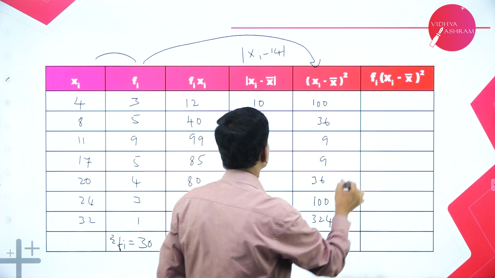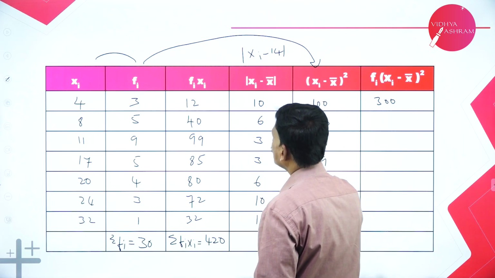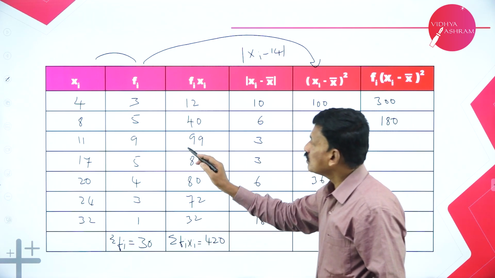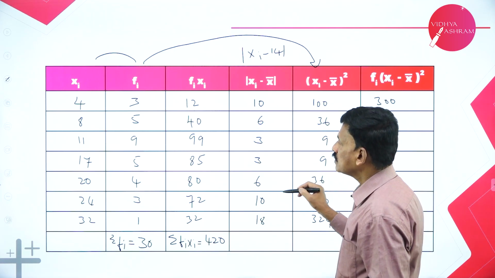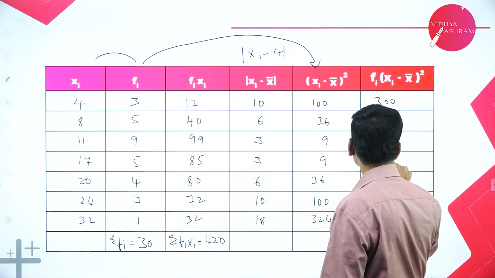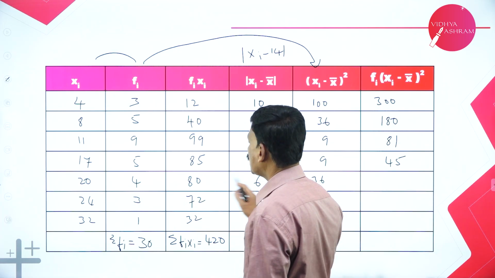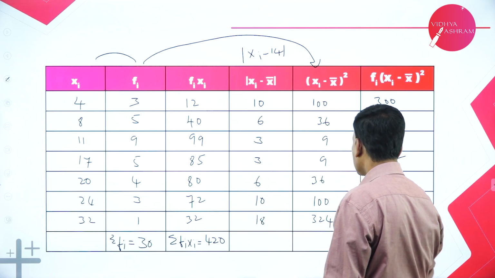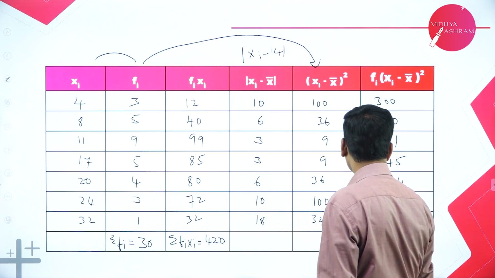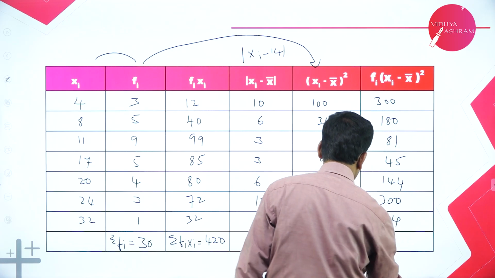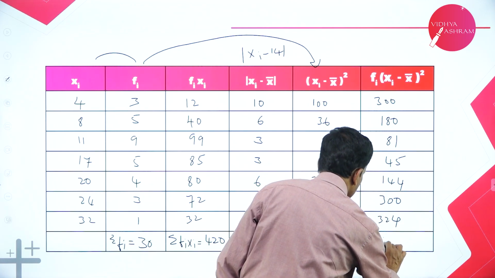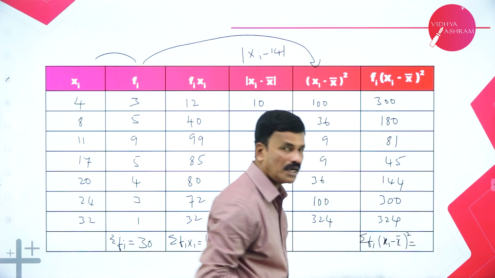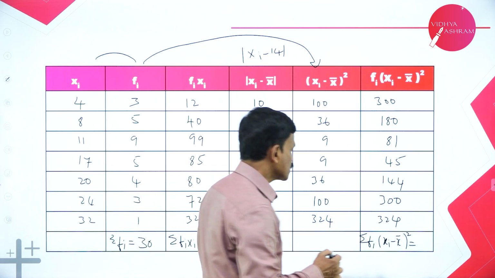Multiply fi into xi minus x bar whole square. So multiply 100 into 3 is 300. Again 5 into 36 is 180. Next 9 into 9 is 81. 9 into 5, 45. Okay. Next 36 into 4 is 144. Again 100 into 3 is 300. And the last one, 324 into 1 is 324. Now add this. Sigma fi into xi minus x bar whole square is equal to 1374.